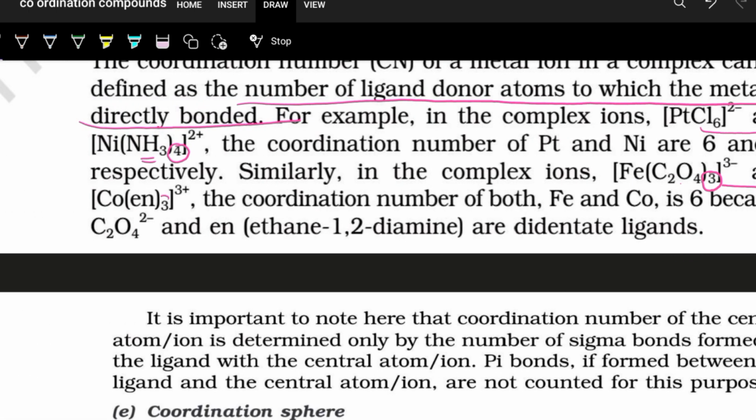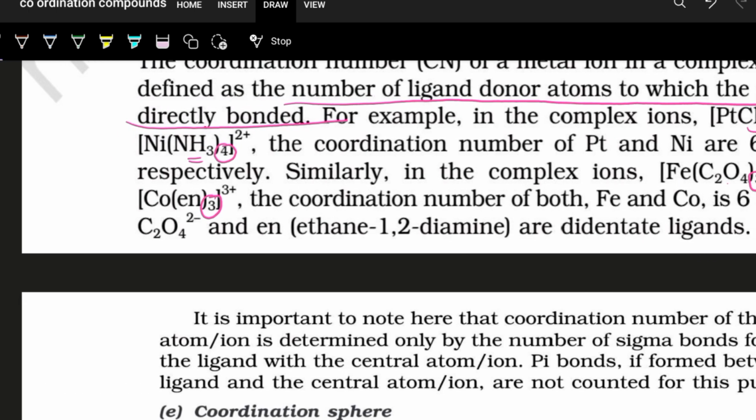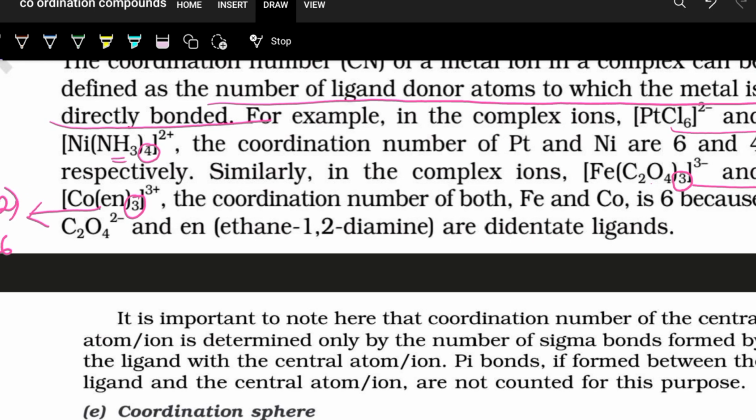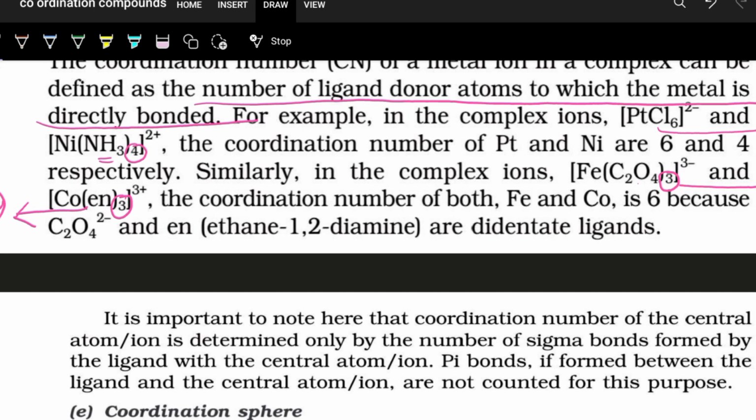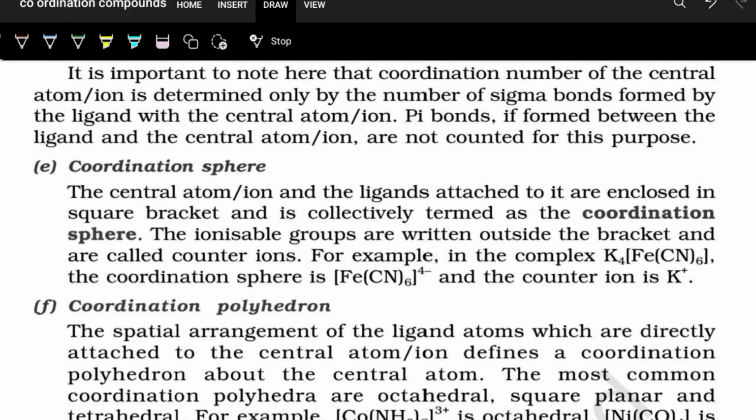Over here, ethane 1,2 diamine. It again is a bidentate ligand. It has denticity equal to 2. So how many such ligands are there? 3. Denticity is 2. So 3 2s are 6. So they will form octahedral complexes. So these are having coordination number equal to 6 because C2O4 2 minus and ethane 1,2 diamine are didentate ligands.